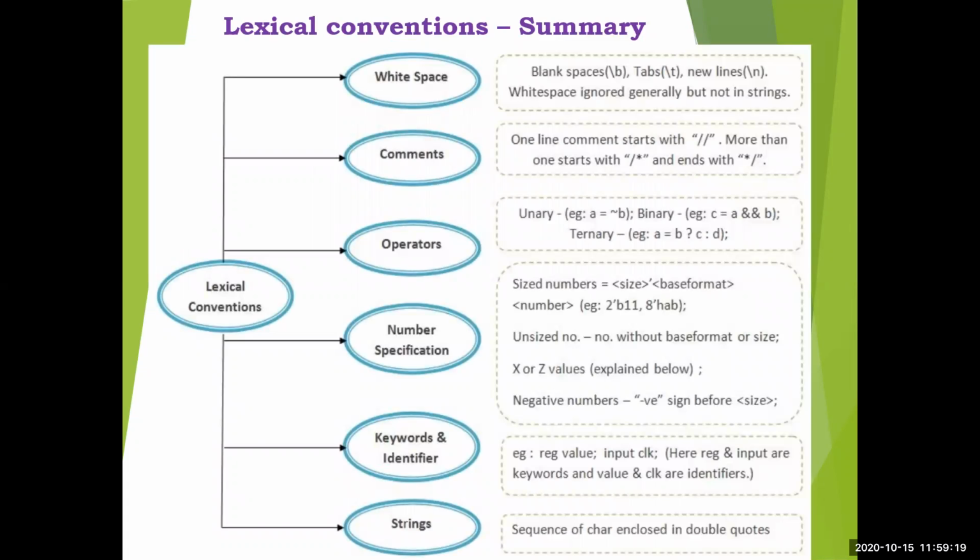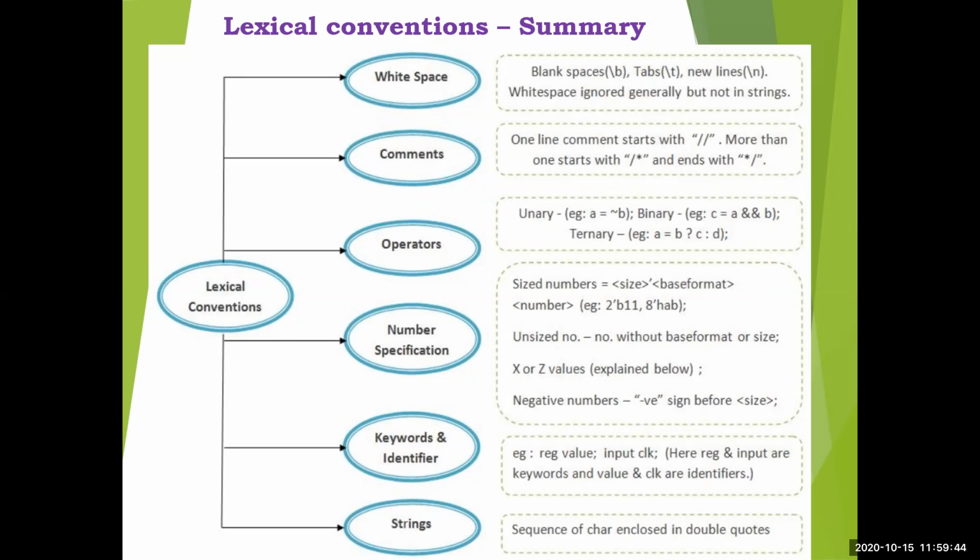First, we have discussed the lexical conventions, which I showed you in the first video. White space: blank spaces, tabs and new lines, and then comments. There are multiple line comments and one line comments. One line comment starts with double slash. Operators we have studied: unary, binary and ternary. We will look more at operators in data flow description.